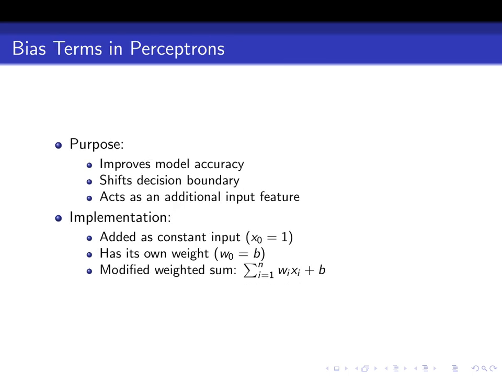Bias terms play a crucial role in perceptrons by improving their flexibility. Bias shifts the decision boundary and acts as an additional input feature. It is implemented as a constant input, denoted as x0 equals 1, with its own weight, represented as w0 or b. The modified weighted sum equation becomes the sum of i equals 1 to i equals n of wixi plus b.